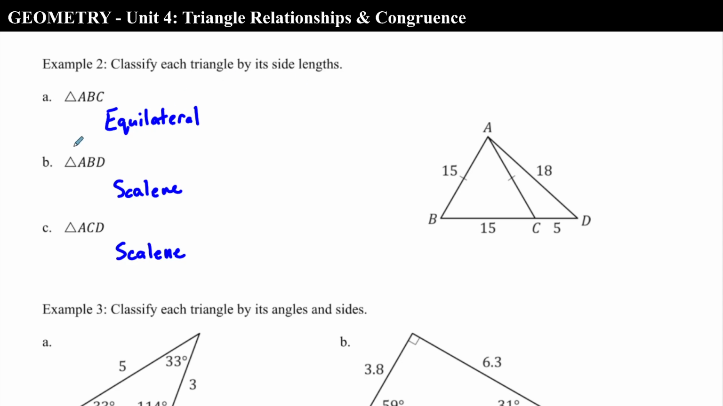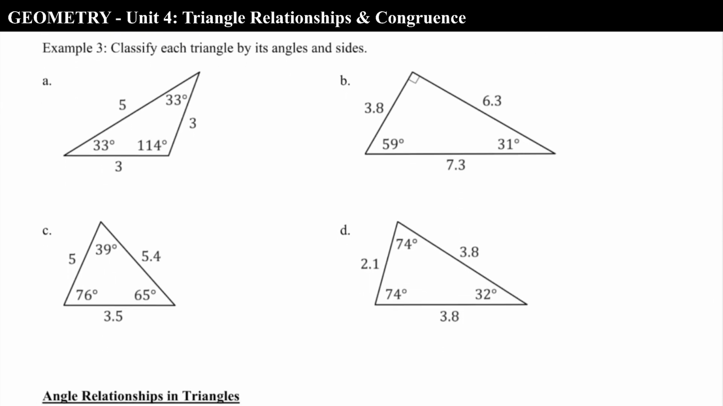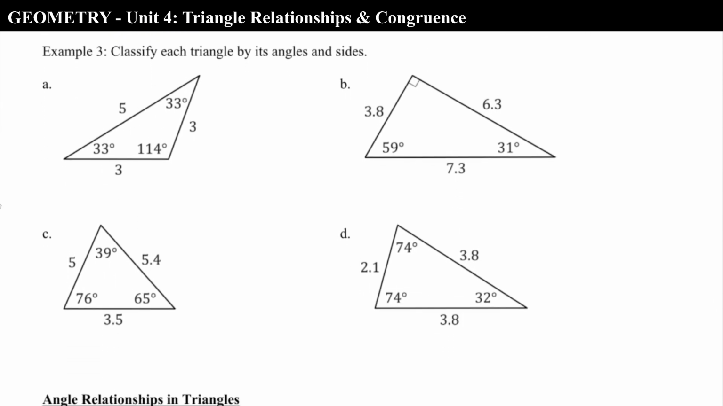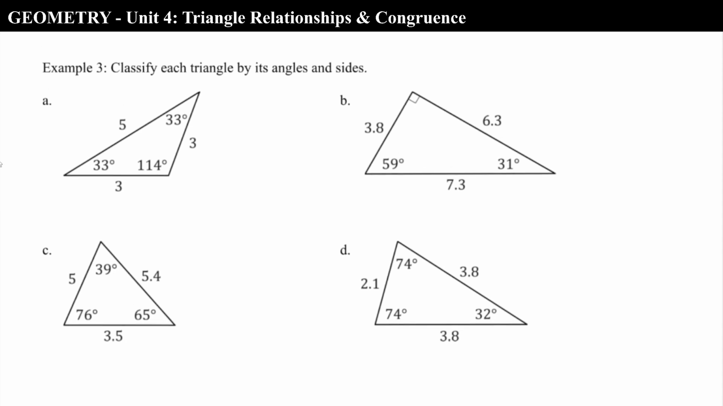Now that we have classified by angles and sides, let's do both in these examples. So let's classify by angles and sides. For A, we have an obtuse angle, which means that this is going to be an obtuse triangle. And we have two sides that are the same, but the third one is not, so it is isosceles.